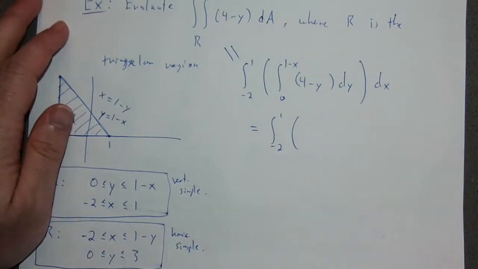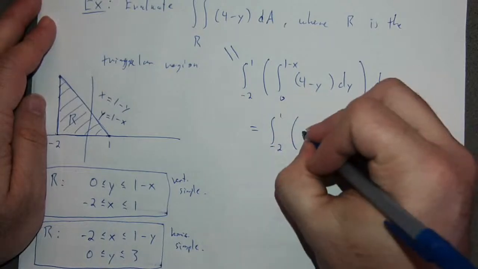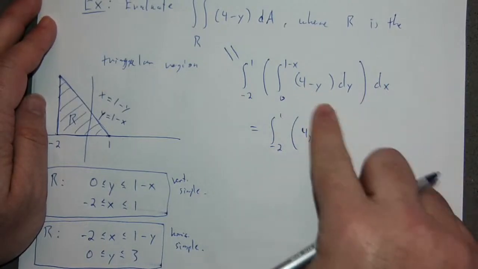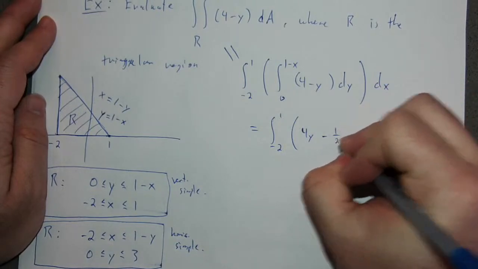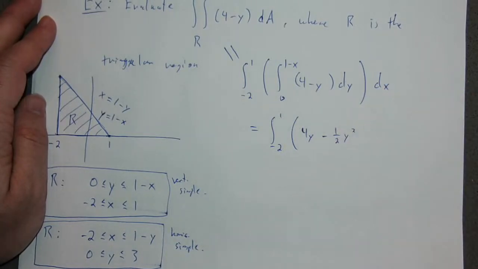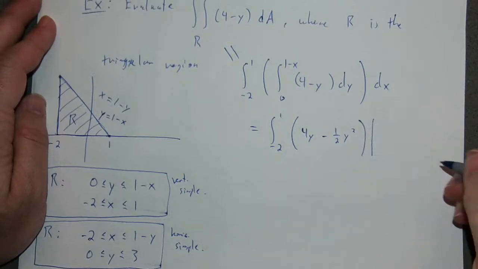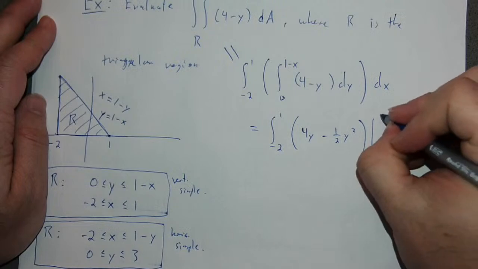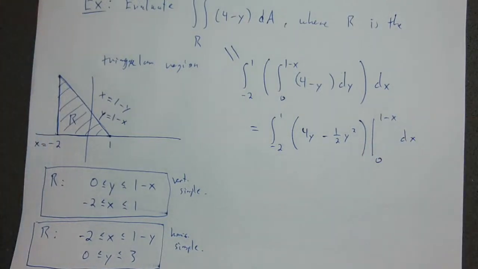Here, x doesn't even show up, though. So what is the integral of 4 dy? Well, that's 4y. What's the integral of minus y dy? That's minus 1/2 y squared. And I'm evaluating this expression in y from 0 to 1 minus x. And then at the end of the day, I will integrate that with respect to x.